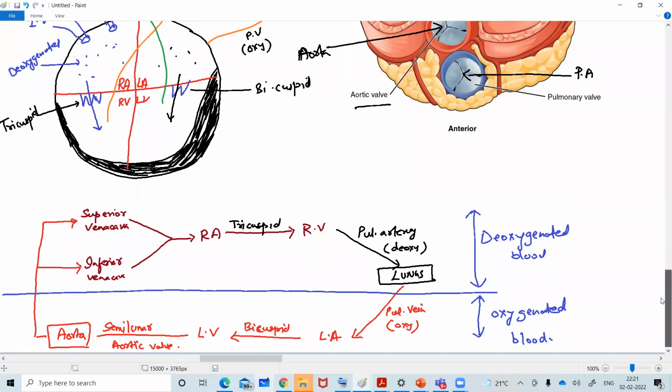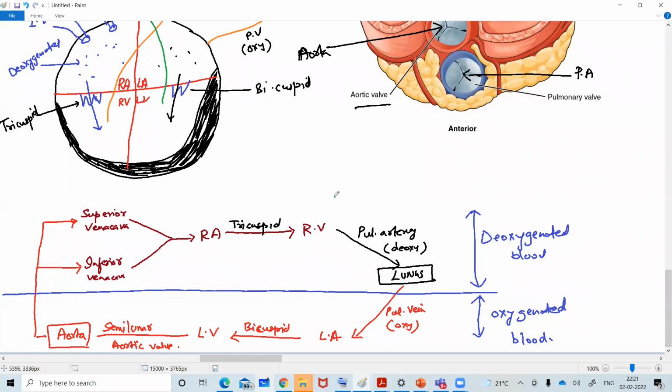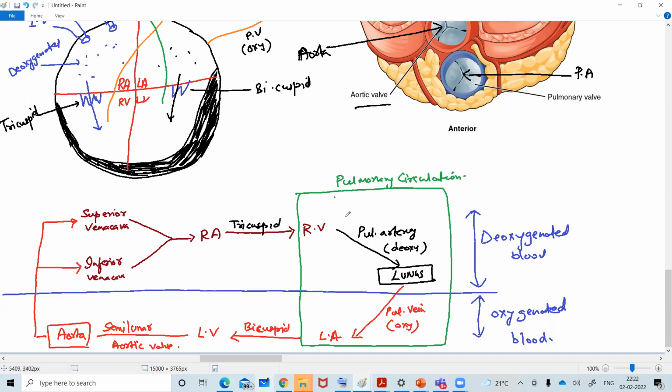So as we know that blood is flowing in a closed circuit, right? If you have to write which is pulmonary circulation, which is systemic circulation, let me use the green pen to highlight this one. This will be pulmonary circulation because the blood is going into the lungs and then coming out from the lungs, going to left auricle, coming from right ventricle. So this is the part of the heart going out and then coming in.